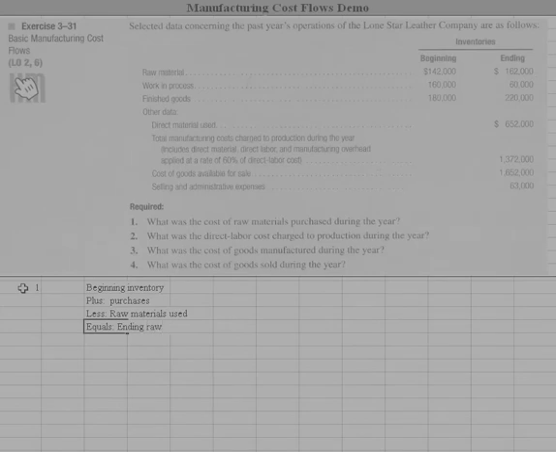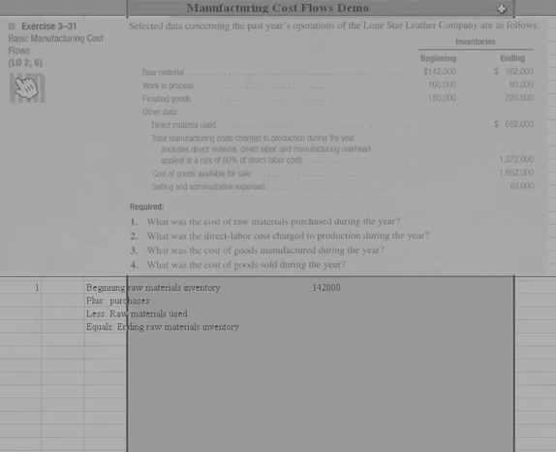This is all of raw materials, so why don't we say ending raw materials inventory, and we'll change that to beginning raw materials inventory. Okay, so let's put our numbers in. Well, we know the beginning is 142,000. It's given in the first number, the table above. Again, let me format some of these so that it's all in comma with no decimal places.